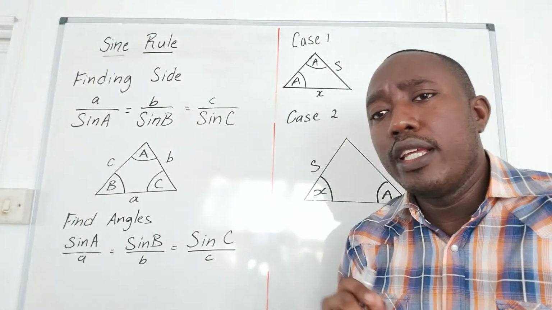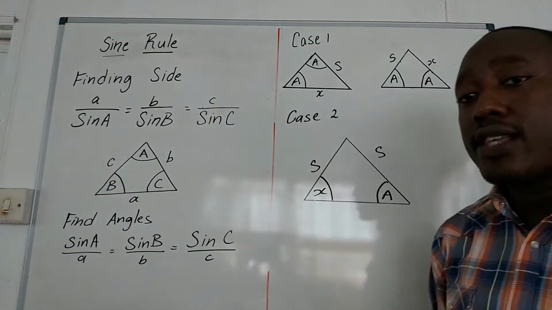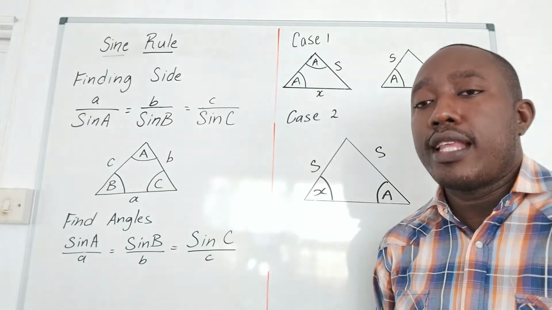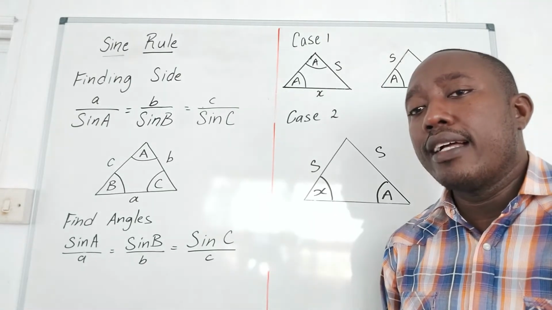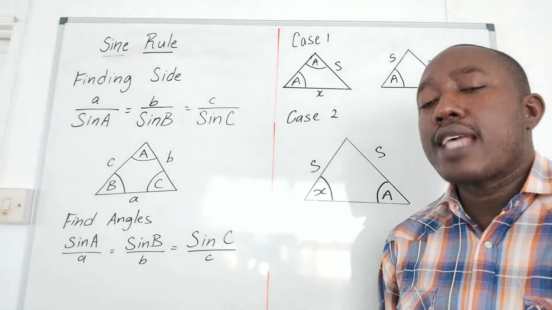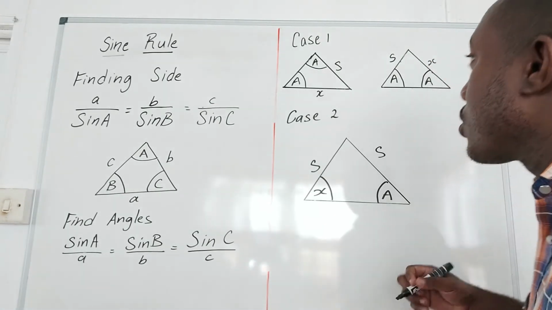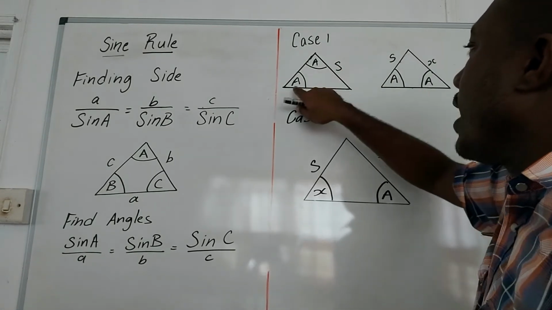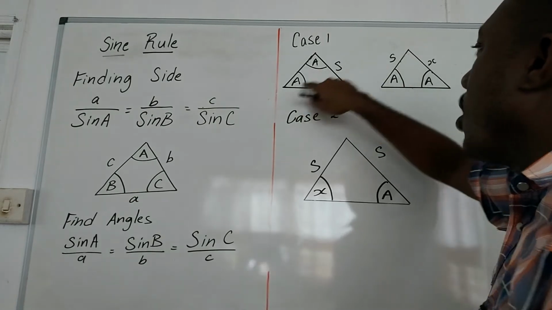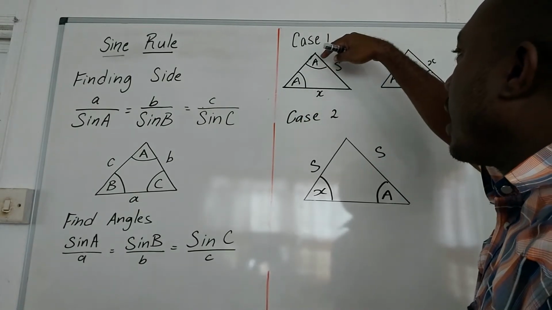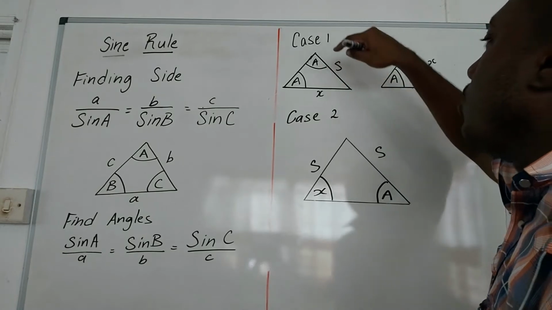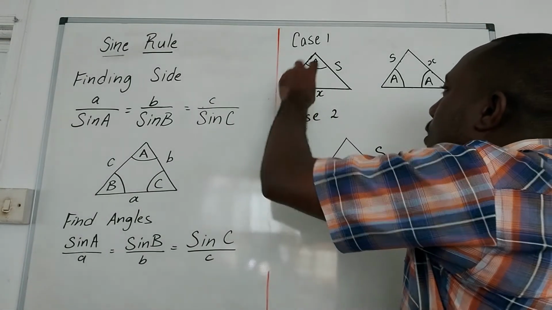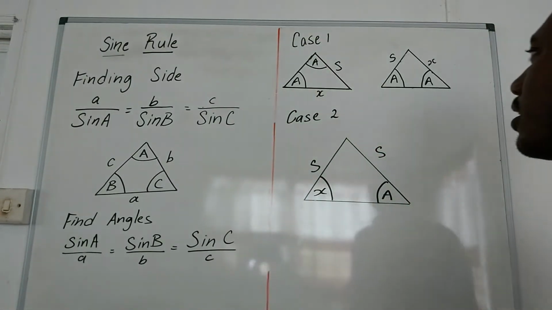Another thing we need to point out when using the sine rule: if we want to find a side, we must know the angle opposite that side. If we want to find an angle, we must know the side opposite that angle. So here two angles are given and a side, so we have an angle and a side opposite that angle. We are given another angle here, and we have to find the side opposite that angle.